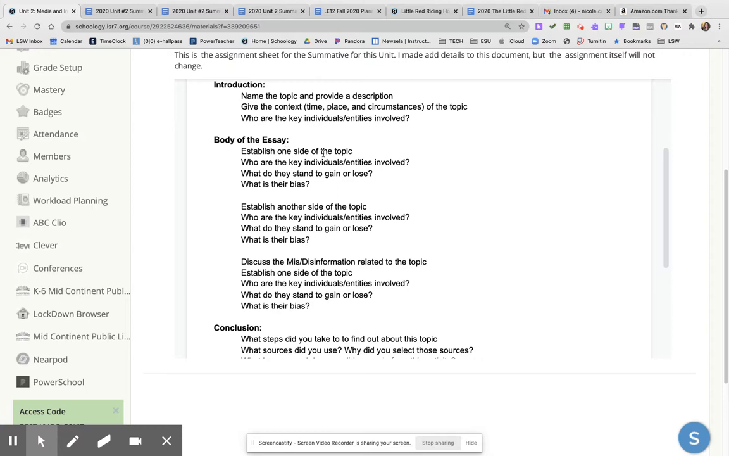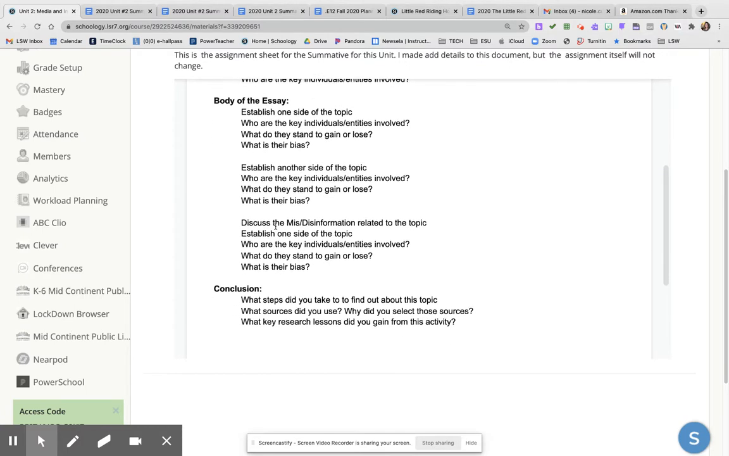You're going to establish one side of the topic, tell me who the key individuals are, what they stand to gain or lose, and what their bias is. Do that for the other side. And then you're going to discuss the misinformation or disinformation related to the topic. So who is sharing the misinformation or the disinformation? So these are the two sides.